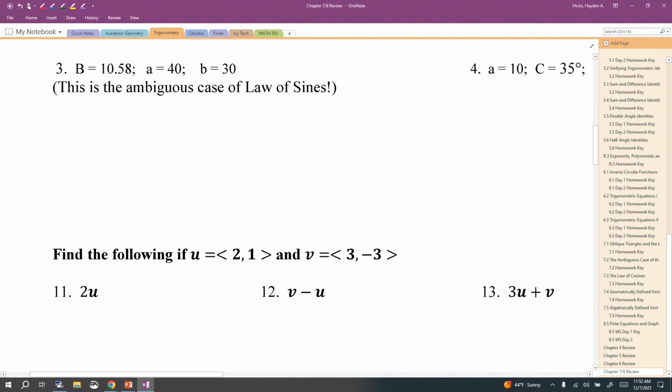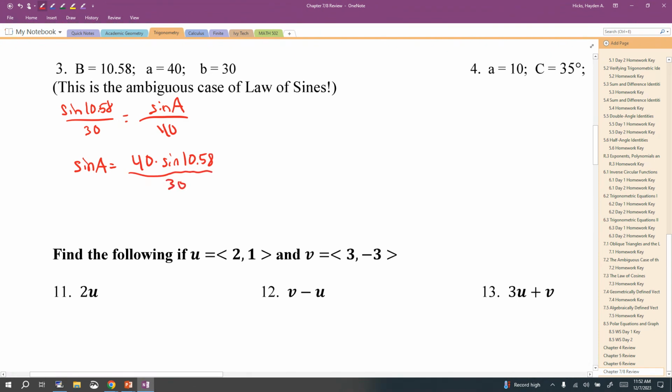You need to say that sine of 10.58 over 30, those are my B's, is equal to sine of A over 40. Cross multiply and solve. I'm going to do this step too, just because I think a lot of you make this mistake, and we want to try and avoid it. You should end up with sine of A is equal to 40 times sine of 10.58 divided by 30, right?